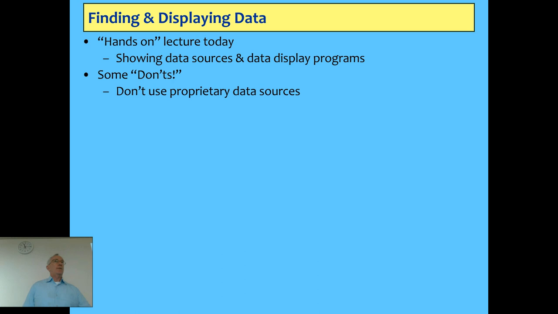But I want to give you a few tips about how to find data, how to present it, and a few ideas about what not to do. And one is don't use data sources which are proprietary. In other words, meaning they're ones you've got to pay for, or they're ones which have some restricted access. So, for example, there's a couple of very good services, one called EconoMagic, and a couple of others. They're very good, very comprehensive data systems.